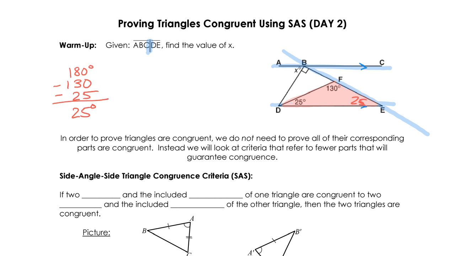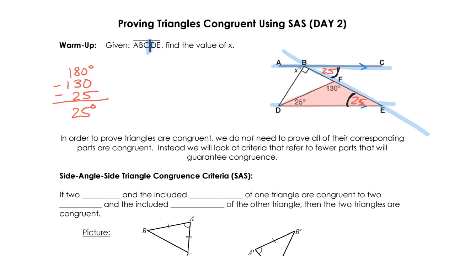Okay. I don't know if you noticed this yet, but this angle right here is going to be the same as this angle right here. Those are called alternate interior angles, and alternate interior angles are congruent, so I can bring the 25 up here. Okay. All right, so we used our parallel lines.